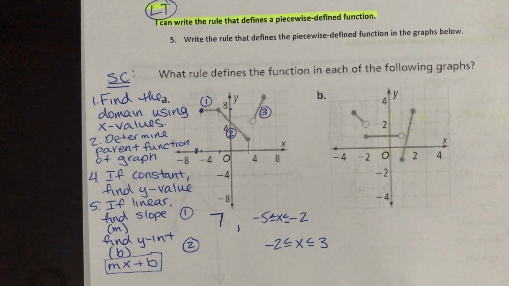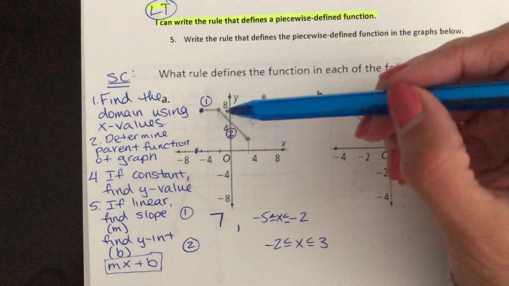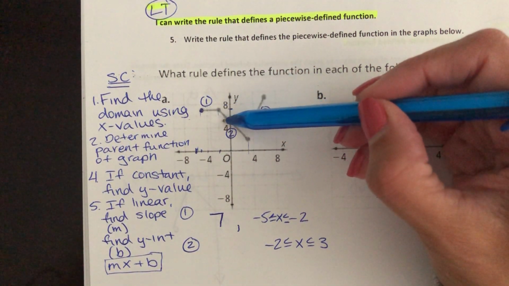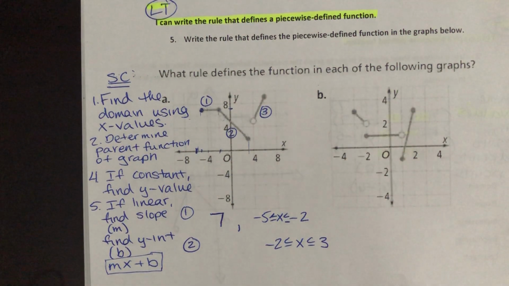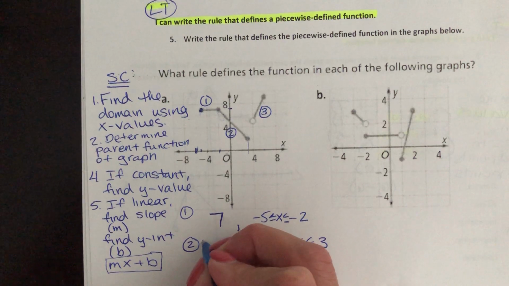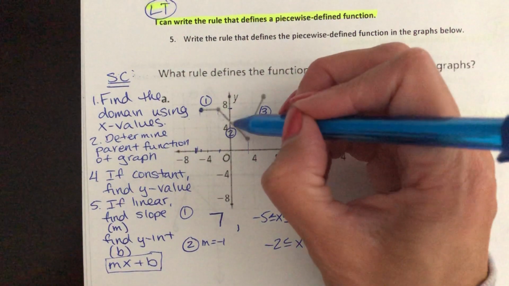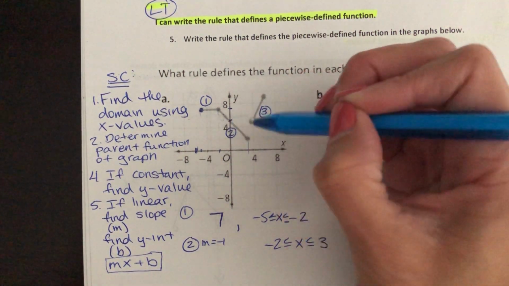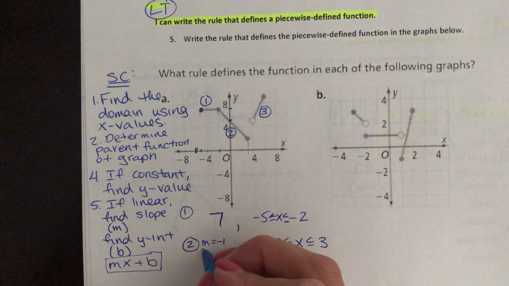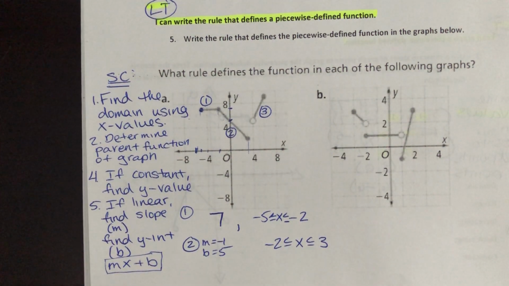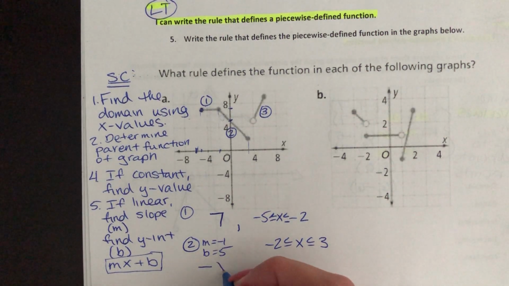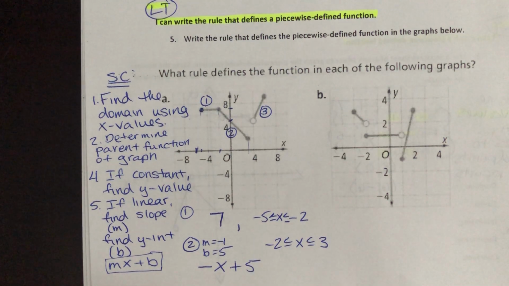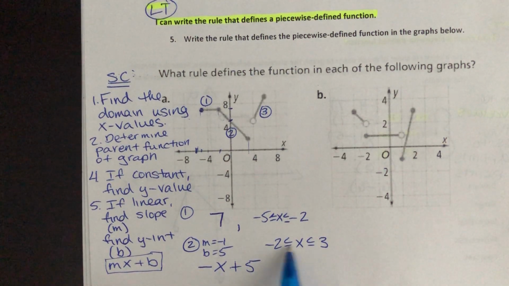All right, so let's do that. I know it's linear, so I'm going to determine the slope. It's going down 1 over 1, down 1 over 1, down 1 over 1, down 1 over 1. So my slope is -1. And then the b is right here at 5. So I'll put that together, and my answer would be -1x plus 5, or just -x plus 5. So that would be the equation with that domain there.